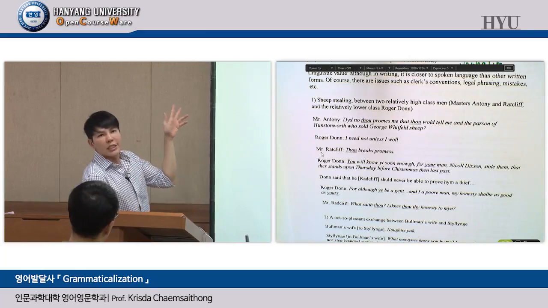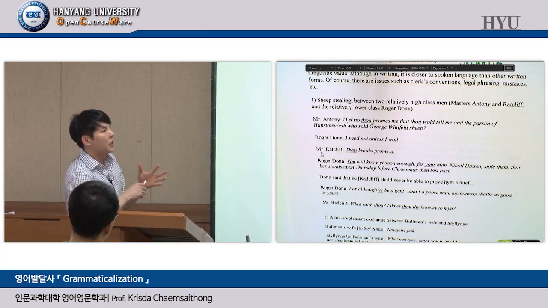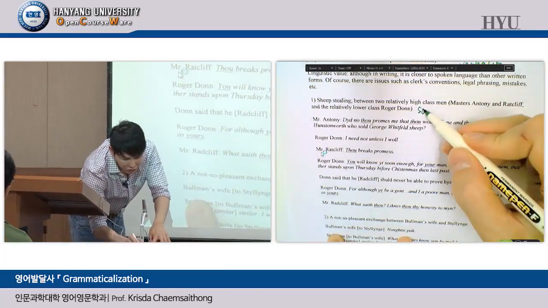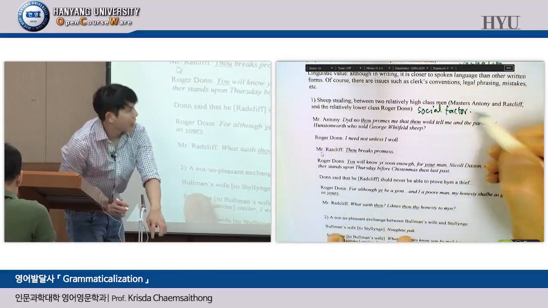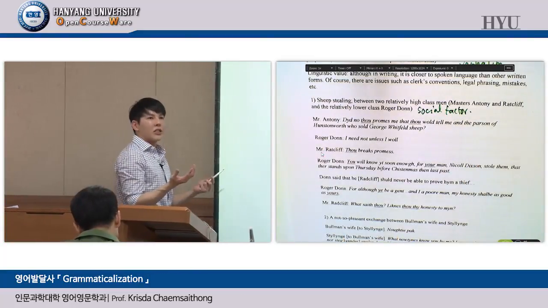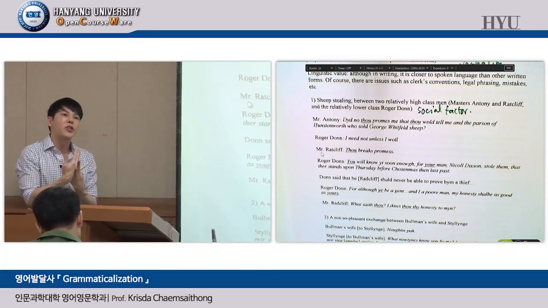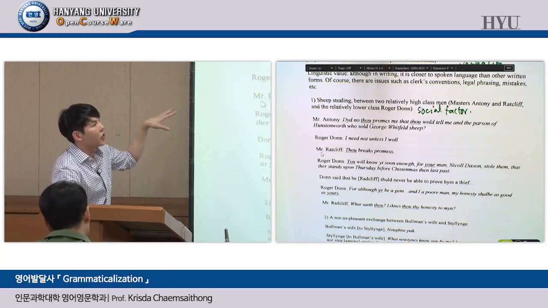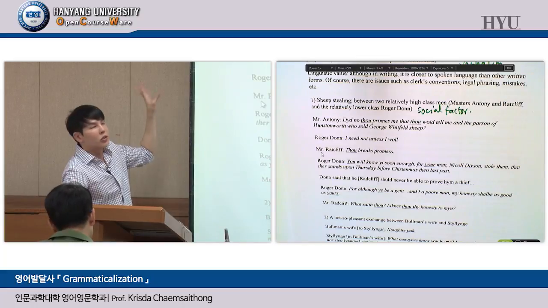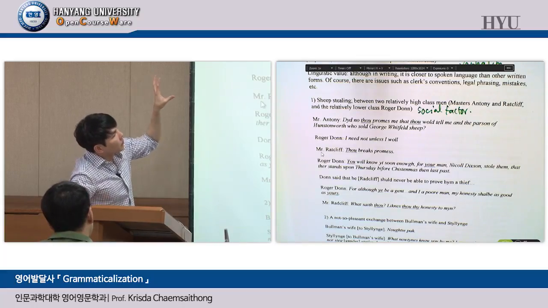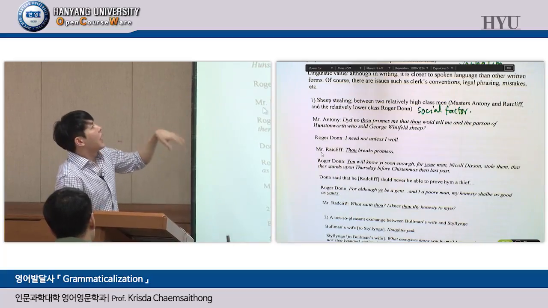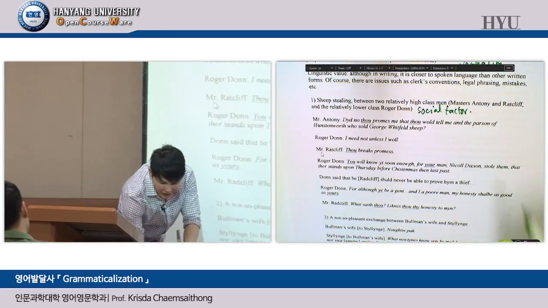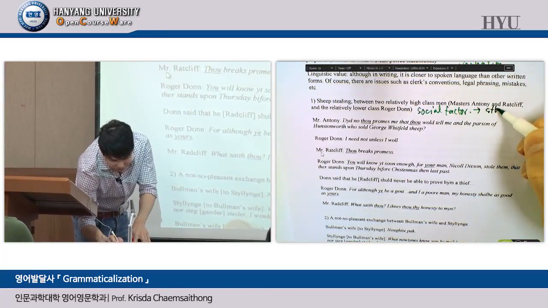So when you see this situation, what do you think will happen with the use of thou and you? This is where the social factor will come into play. Remember, the social factor has to do with status and the context, whether it's formal or informal. Given that this is a rather informal exchange between 2 parties, one party consists of 2 high-class men, and the other party consists of 1 slave, the lower-class Roger Don. So the social factor here has to do with status.